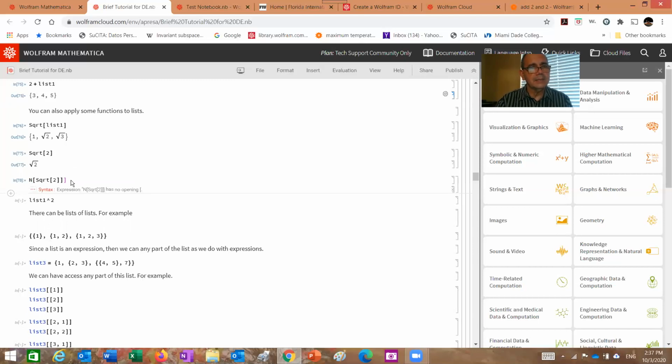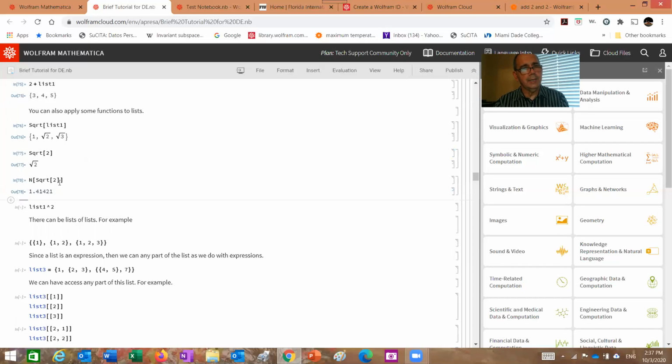Well, I made a mistake here. You see, I'm getting an error message. Why? Because I entered one additional bracket here that doesn't go here. And then you press Shift Enter again, and you get an approximate value for that. If you want a better approximation, you put a comma, and you can enter the number of digits.